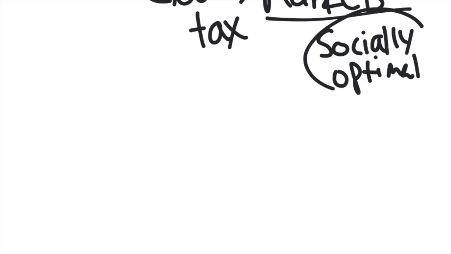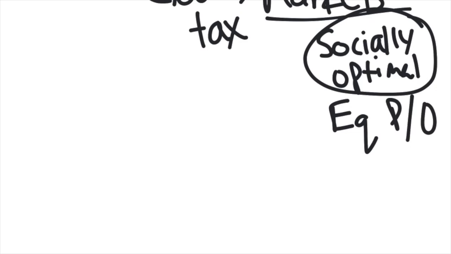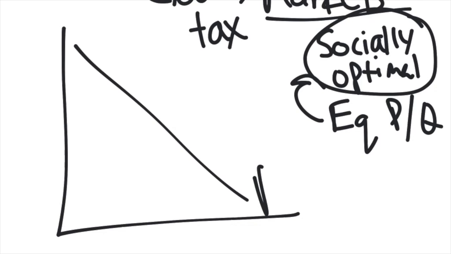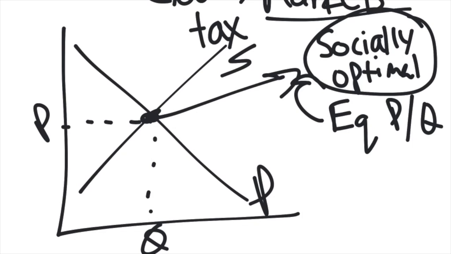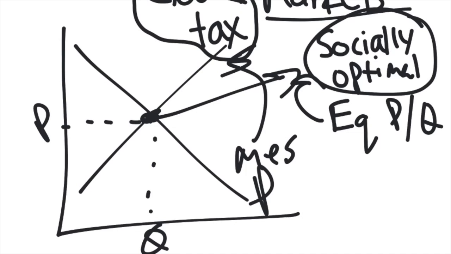We're going to call that the equilibrium price and quantity. Okay, so socially optimal is going to be the equilibrium price and quantity. So when we look at this simple thing right here, we're assuming that that point is the socially optimal price and quantity. And then we're going to look at how a government tax might actually mess this up and make it worse.